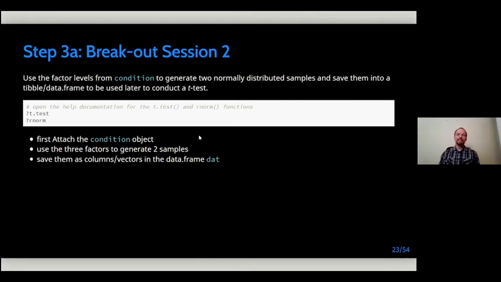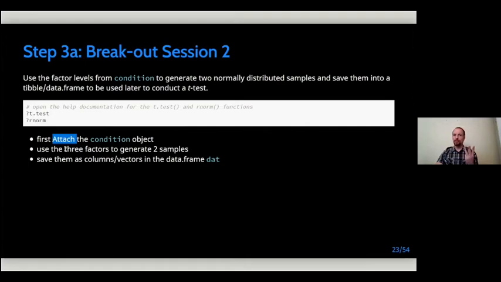Okay. This is going to be our second breakout session. We're going to give ourselves at least 10 minutes, maybe a little bit more, depending on how much time we need. We're going to try to generate our data using the design objects that you have already started working with. Our goal here is to use our factor levels from condition. We want to generate two normally distributed samples and save them into some kind of tibble or data frame that can be used later on to conduct our t-test. To be clear, I recommend using the capital A Attach function on condition. You don't have to, but it's helpful.